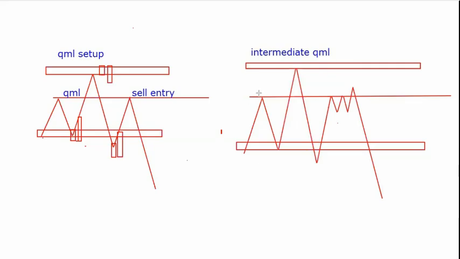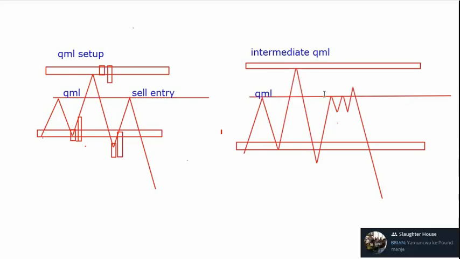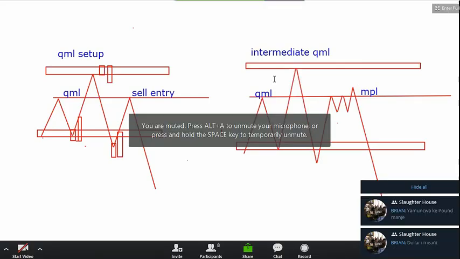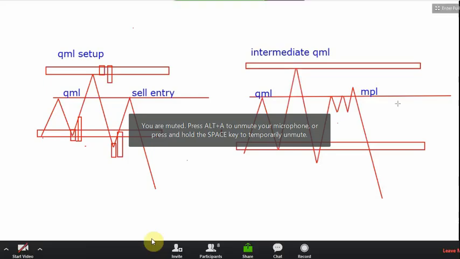So you want to have this level, and then this one I call it MPL, maximum level. Okay. You can also check it on the retest.